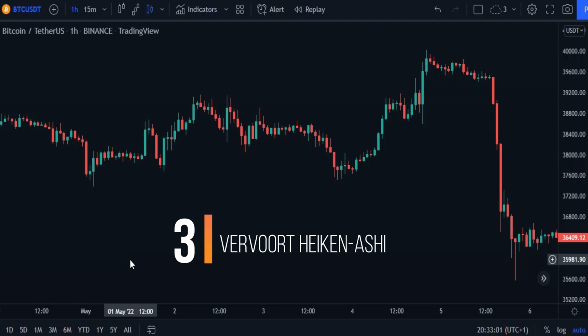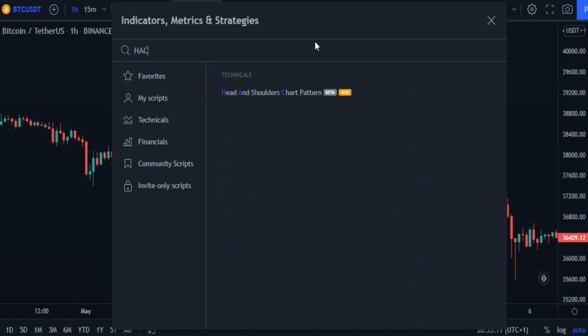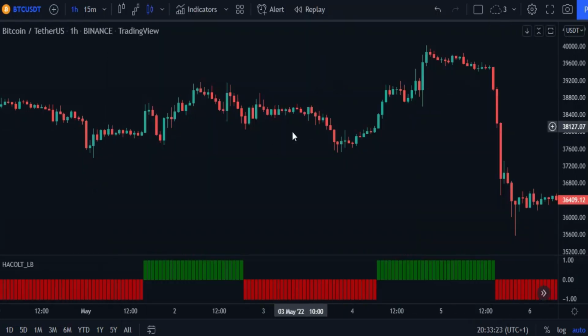Number 3 in this video will be a Vergard Heikin Ashi filter. To use this filter, open the indicators box and search for HA cold. Then choose this indicator, and if you read the entire title of it, you will know that it is used for long-term only. That's why this indicator should not be used on small frames, and its minimum use should be on 1 hour frame, and the larger the frame, the better the accuracy.